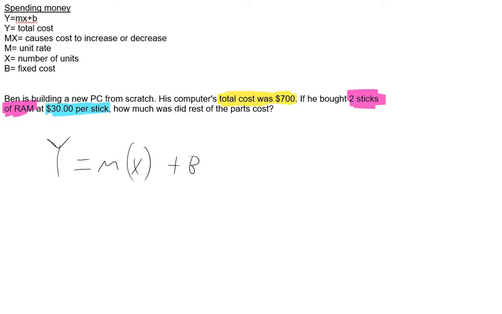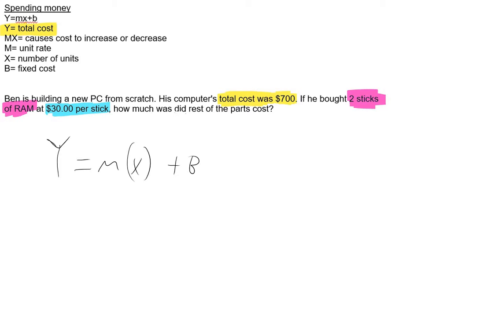Since we've done this a bunch of times, don't forget to pause and try to figure it out for yourself. Let's take a good look at this. His total cost is $700. So total cost is going to be, well, quite obvious. The wording gives it to us quite well. And then you have 2 sticks of RAM at $30 per stick. Now, as a hint, it doesn't actually matter whether it takes M or X. I'll give you that much, that it's going to be one or the other. But try to give yourself some time to figure out which one it's going to be.